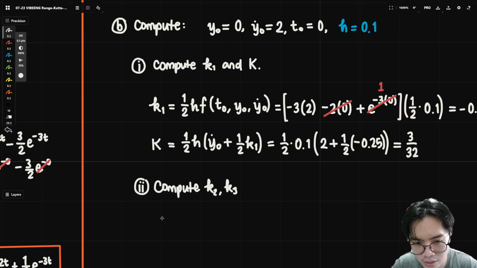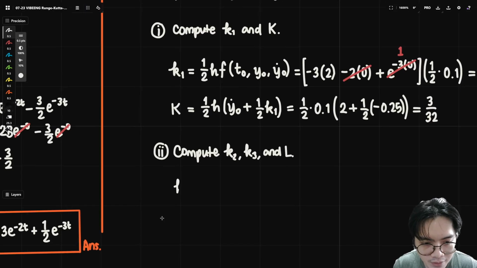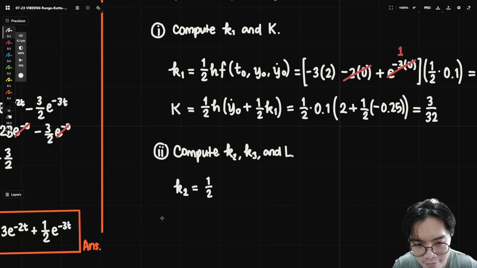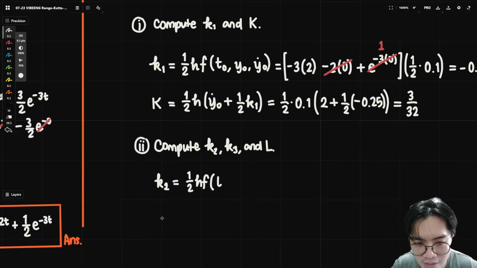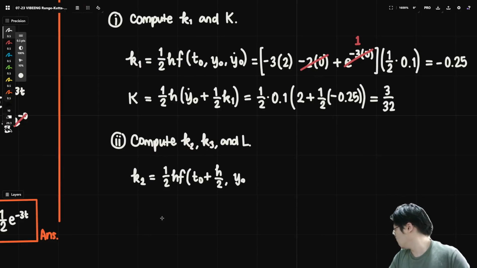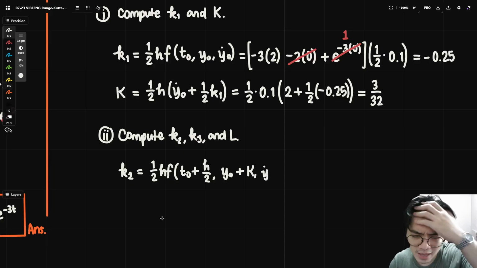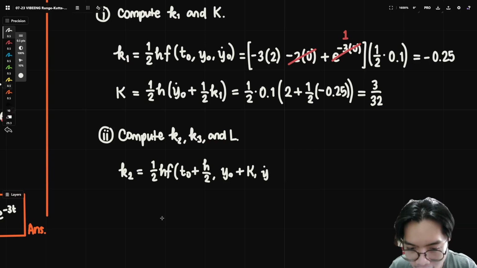Next, we will compute K2, K3, and what we call L. So you can see our calculation is quite long. K2 will be 1 half HF, and then we will add a half step, and for the Y, we will add our value of K. And for the Y hat, Y dot, Y prime, we will add our value of K1.